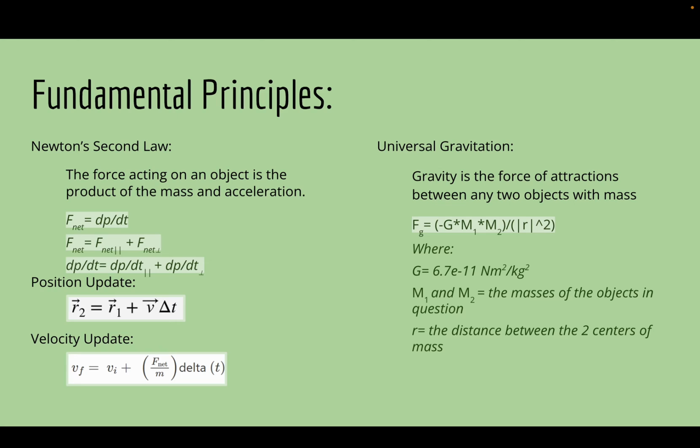The first one was Newton's second law, which states the force acting on an object is the product of mass and acceleration. If you extend that further, we know that the net force is equal to the change in momentum over time, and that is also equal to the net force parallel plus the net force perpendicular. If you substitute everything out, the change in momentum over time is equal to the change in momentum over time parallel plus the change in momentum over time perpendicular.